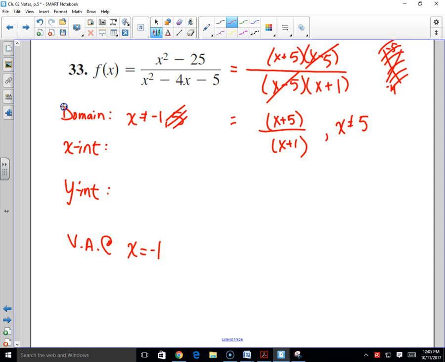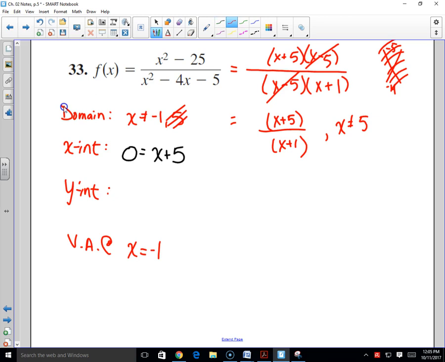X-intercept, set who equal to 0? This is y. The y equal to 0. And Trevor actually kind of already helped us out because he said, well, if you set the y equal to 0 with a fraction, you always multiply up and it always disappears, it's the exact same thing as setting just the numerator equal to 0.